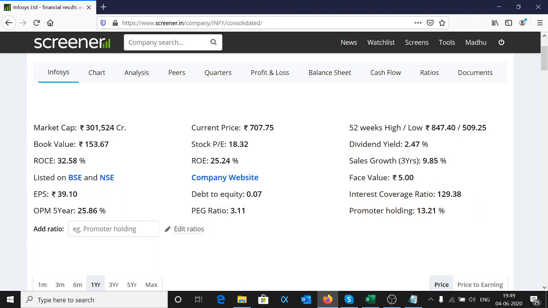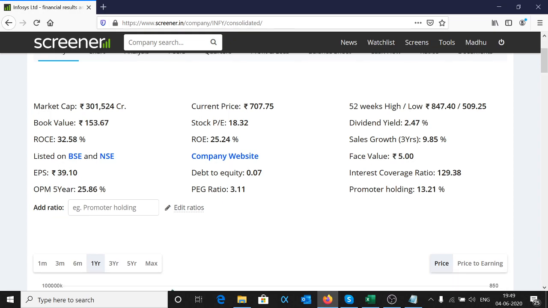Then we have the PEG ratio. As I said, anything greater than 2 is overvalued. So Infosys as of now is considered overvalued. Interest coverage ratio is absolutely good, 129.38. Debt to equity ratio is even better, it's 0.07. It's almost like no debt at all. And the operating profit margin of the last 5 years met the market expectations on the stock.